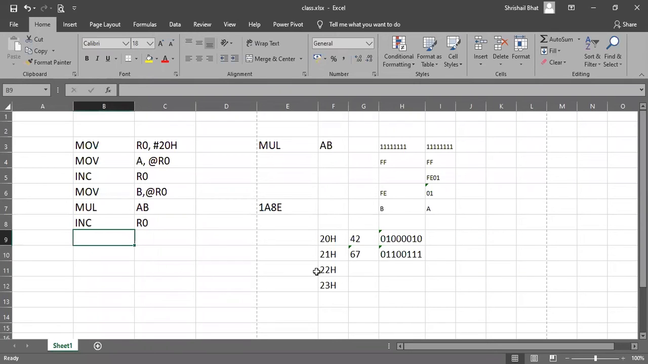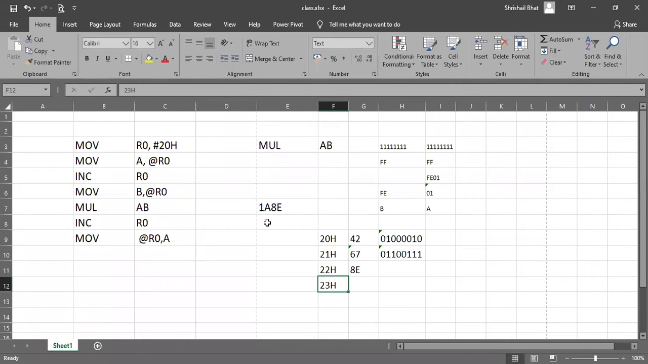So from A, I have to move to 22. So just MOV @R0, A. What happens here is the contents of A are copied into the location pointed to by R0, that means into 22H. So what is the content of A? It would be 8E. So 8E is copied into 22.